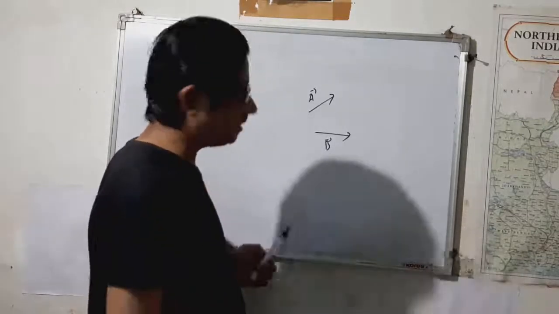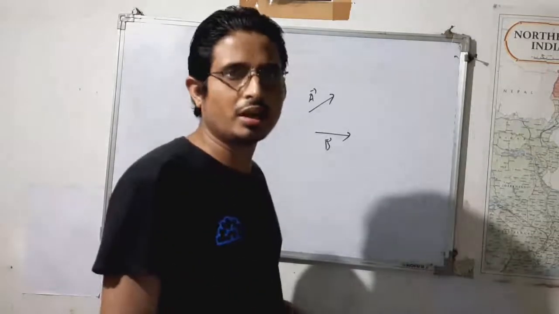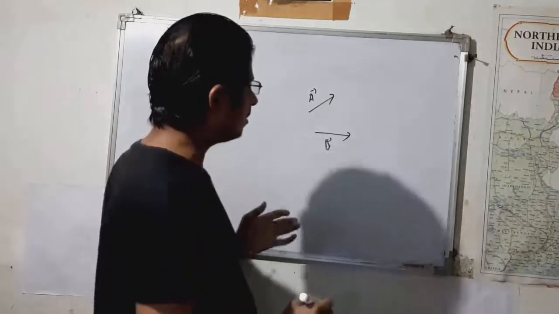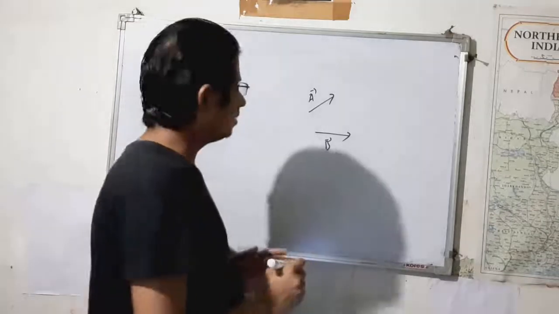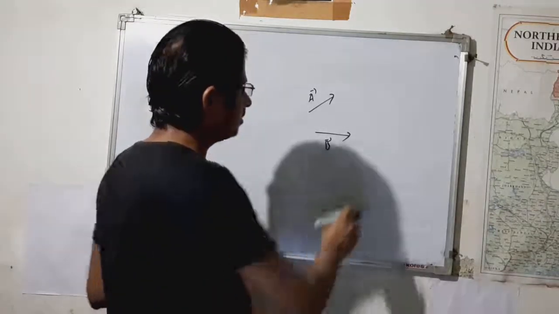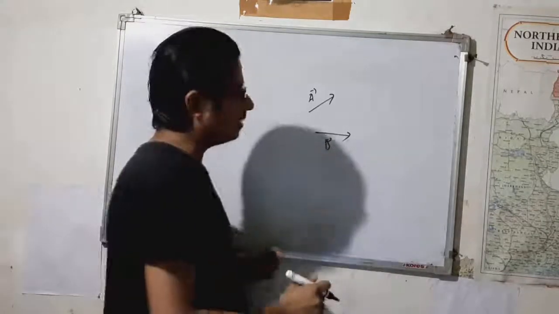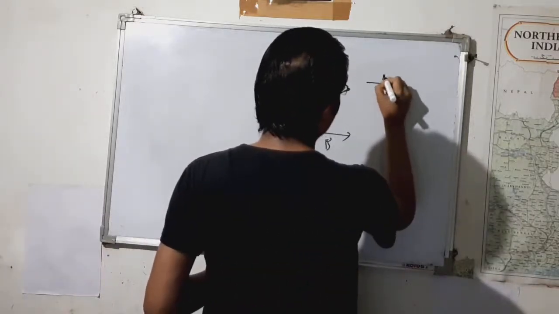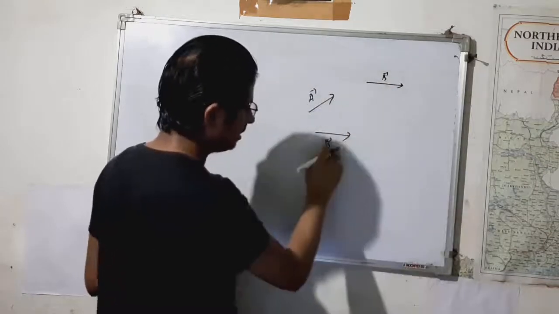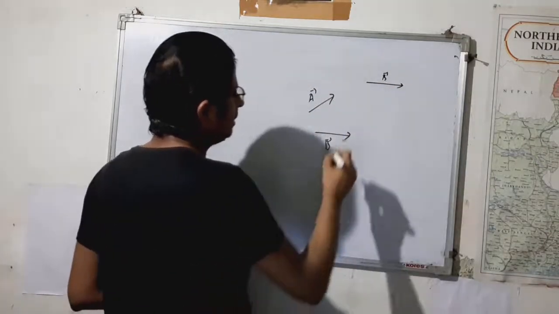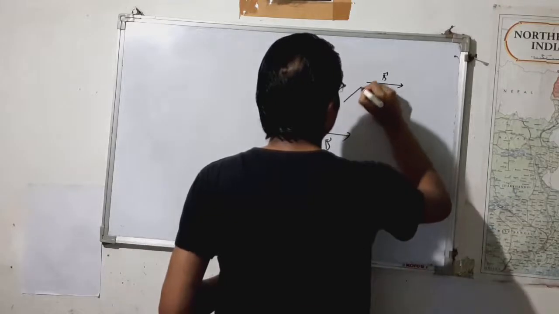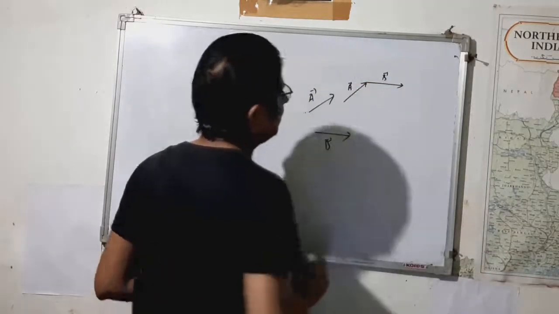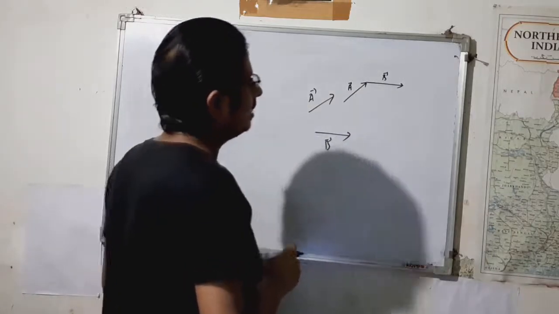So this is A and B. The triangular method is also known as the head to tail method. How can we add two vectors in the triangular method? We just write this vector in the same manner as here, and the other vector, we put its head onto the tail of B. So A is head on the tail of B.